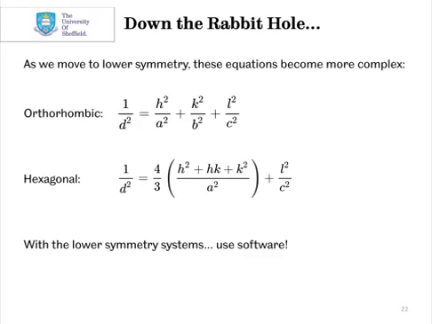The equations are shown here for orthorhombic and hexagonal systems. Working out the lattice parameters manually for these is still very simple. Once you've indexed the pattern, it's very easy to do. Once you go to lower symmetry systems, it gets a lot more complicated very quickly, and so in these instances, yes, you probably still want to use software. But hopefully this video has given you a good idea of how you can manually work out the lattice parameters and index powder diffraction patterns for simple systems.